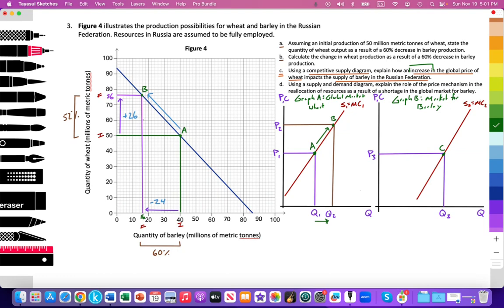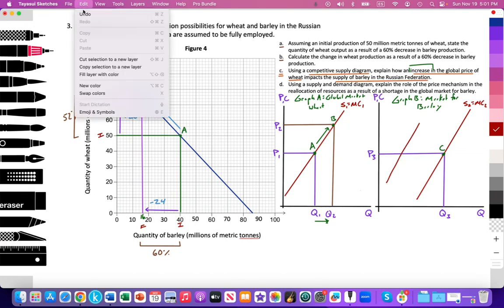We see that increase in the quantity for wheat. And in order for farmers, let's say in Russia, to increase their wheat production by 52%, they have to reduce their barley production by 60%, as we illustrated in the previous questions. So if we're going to reduce barley production, that would be a non-price determinant of supply shifting supply inward because we're allocating less land resources towards barley production. So to illustrate that, I would just have the supply curve shift in from S2 to S3.